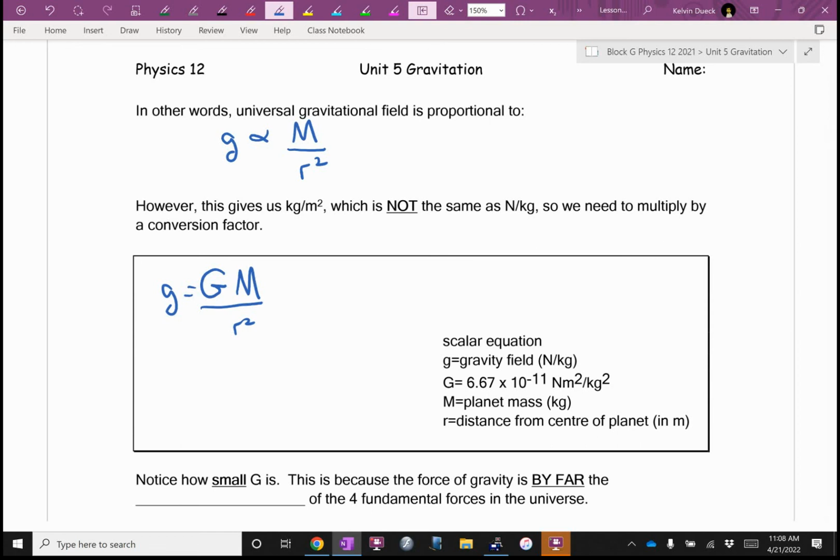You'll probably end up memorizing it during this unit, but you might not have it memorized for the whole year. You just get sick of looking it up. It's not that convenient a number. It's kind of messy, 6.67 times 10 to the negative 11.